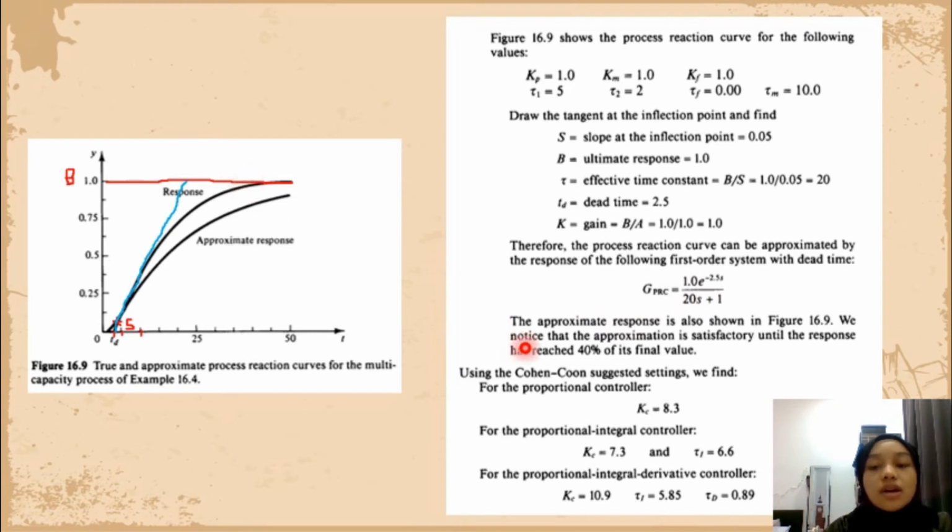So using the Cohen-Coon suggested setting, we can find the proportional controller, proportional integral controller, and the proportional integral derivative controller. So that's all from me.